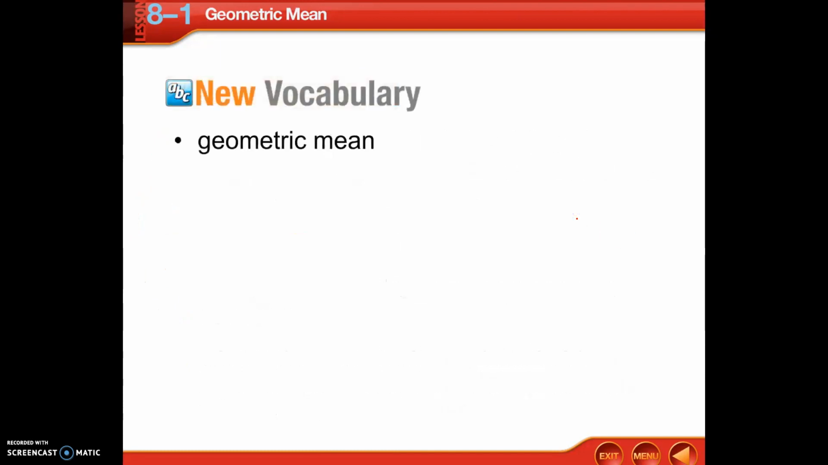So geometric mean is kind of like the arithmetic mean, but a little bit different. Arithmetic mean means that I add the numbers and divide by the number of numbers I've added. Geometric mean, if I have a geometric sequence, which means I'm multiplying by the same number. So if I take 2 times 3, I get 6, times 3, I get 18. Well, this number is the geometric mean between 2 and 18.